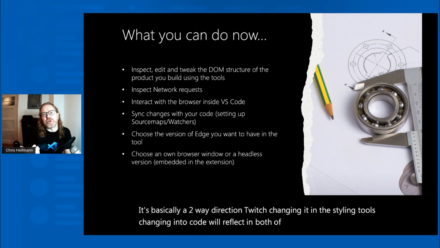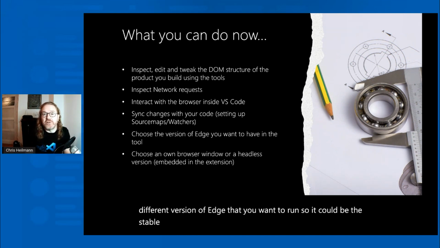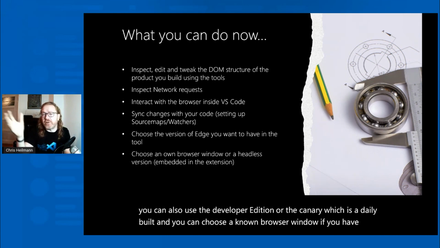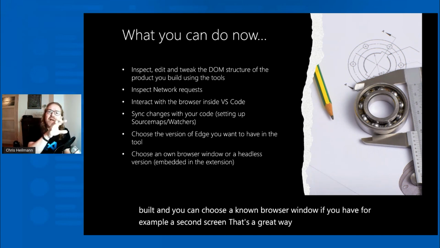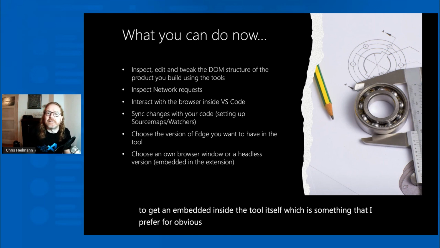You can choose a different version of Edge that you want to run. So it could be the stable version, which probably is what your end users are using, but you can also use the developer edition or the canary, which is a daily build. And you can choose an own browser window. If you have, for example, a second screen, that's a great way to do. Or you can choose to get it embedded inside the tool itself, which is something that I prefer for obvious reasons, which I'm going to come to in a second.